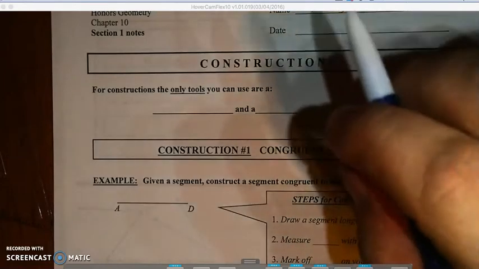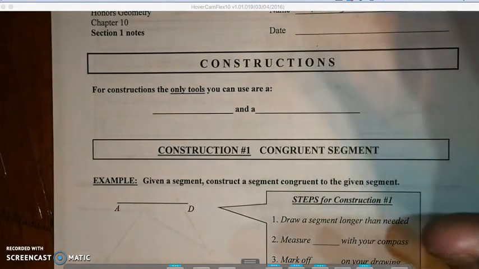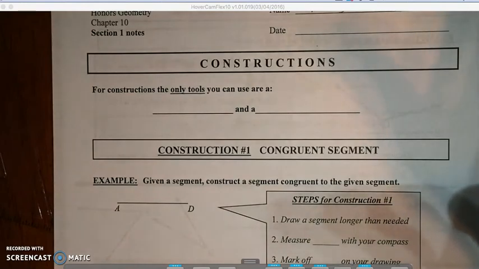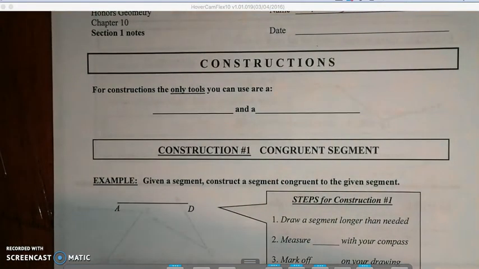Okay, I'm going to make a recording of the Section 1 notes on this program. I have about 15 minutes, so if I go fast, it's because I'm trying to get everything in that time.